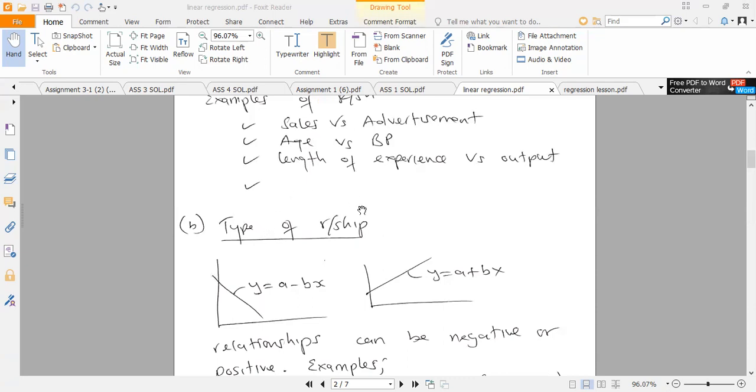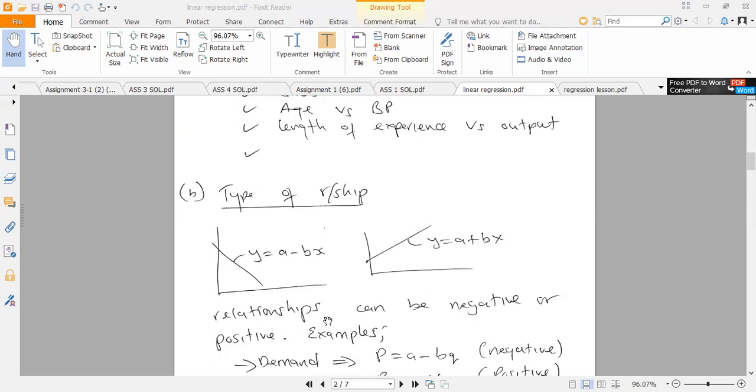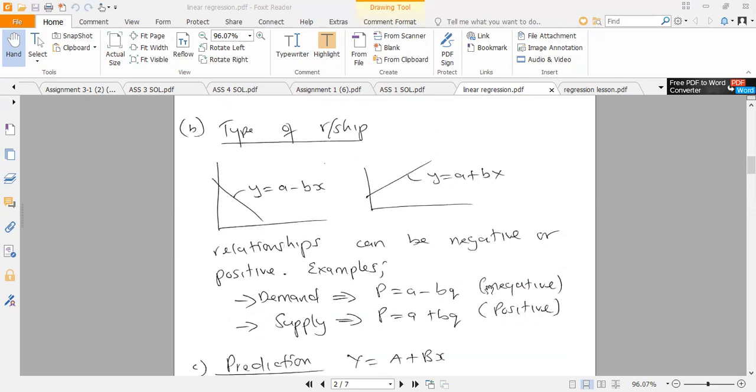It is also able to tell you the type of relationship using R. R stands for the correlation coefficient. It simply tells you whether the relationship is positive or whether the relationship is negative. So this is a positive relationship when your slope is positive, and this is a negative relationship when your slope is negative.